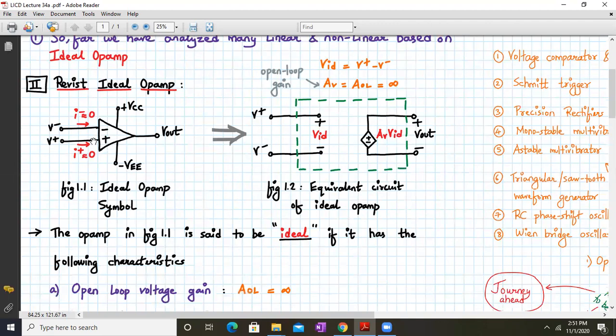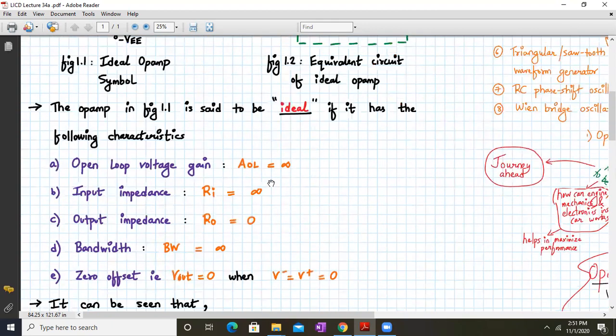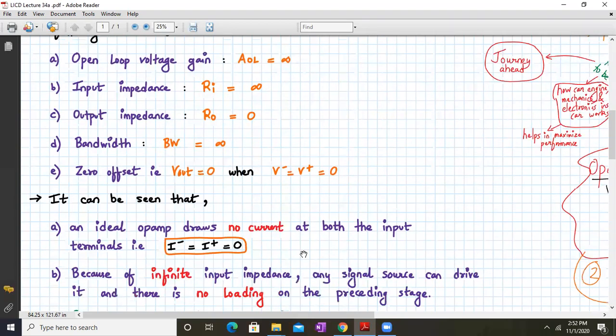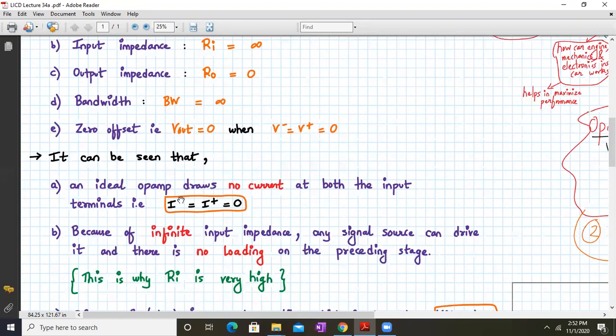Now the above circuit in 1.1 is said to be ideal if it has the following characteristics. First of all, the open loop voltage gain AOL is infinite. Secondly, the input impedance Ri is infinite. Output impedance is zero. Bandwidth is infinite, and we have zero offset. That is, V out is equal to zero when both the input terminals V plus and V minus are equal to zero. Now we will discuss elaborately what this means.